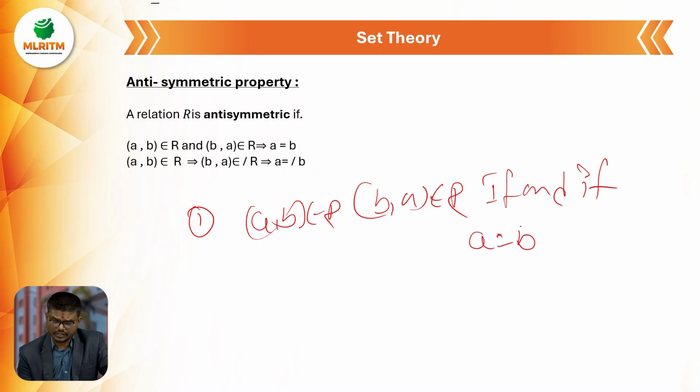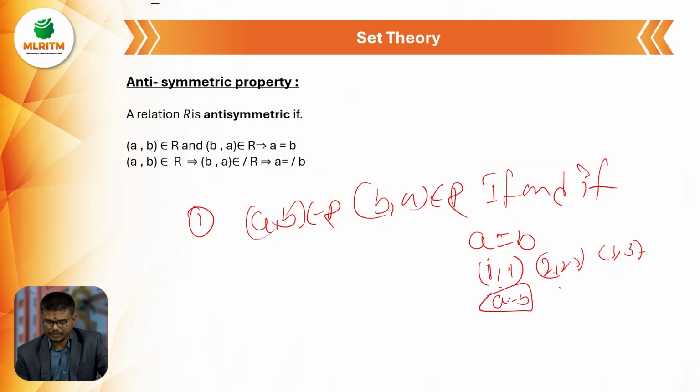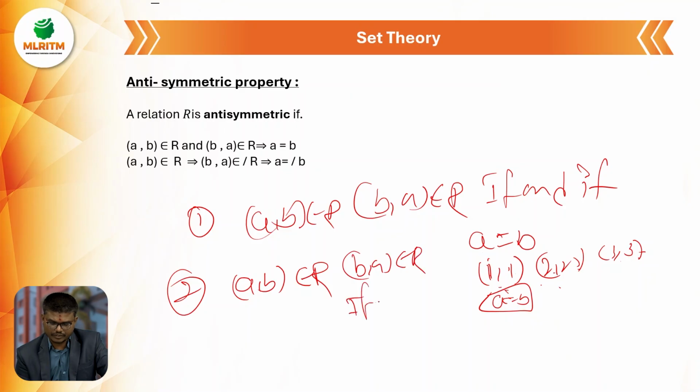a equals b, that means (1, 1), (2, 2), (3, 3). So it is satisfying 1 comma 1, 2 comma 2, 3 comma 3. That means a equals b means the two elements in the pair are the same. And the second condition is (a, b) belongs to R and (b, a) does not belong to R if and only if a is not equal to b.